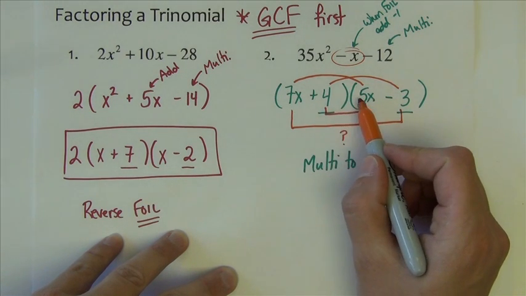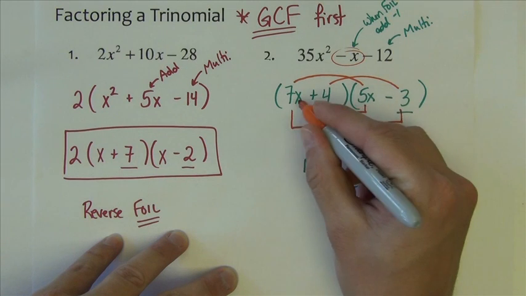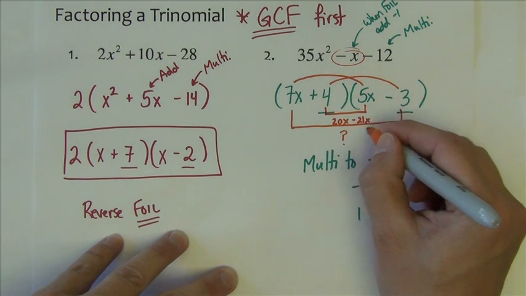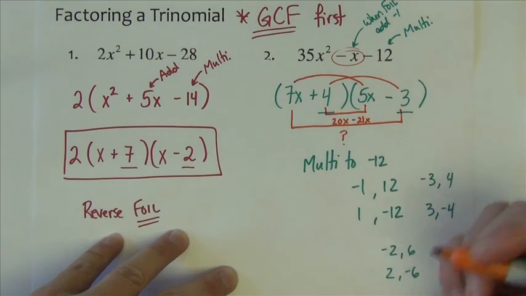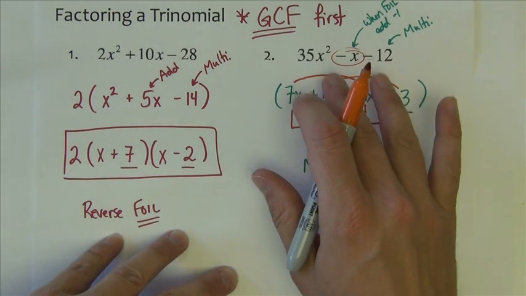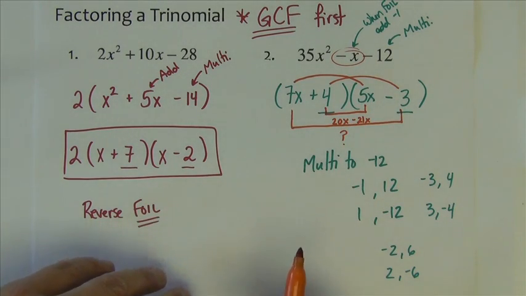4 times 5x is 20x. 7 times negative 3 is negative 21x. Add those together, we get negative 1x. So these are the factors of my original polynomial.